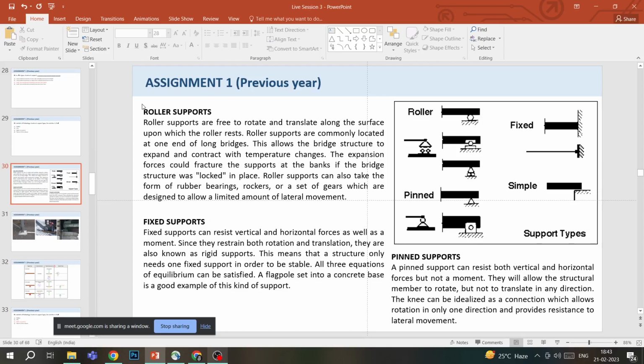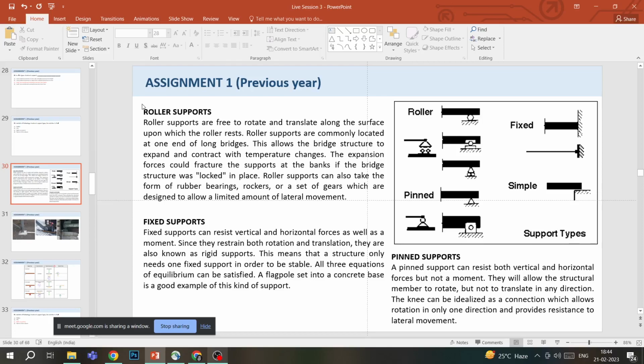All three equations of equilibrium can be satisfied, because it resists vertical, horizontal as well as moment forces, so all three equations, summation H, summation V and summation M, are satisfied here. The next example is a flagpole set into a concrete base, which is a good example of this kind of support. It's fixed. You can't have a horizontal movement, you can't have a vertical movement, you can't have a moment. It's fixed in all forms.